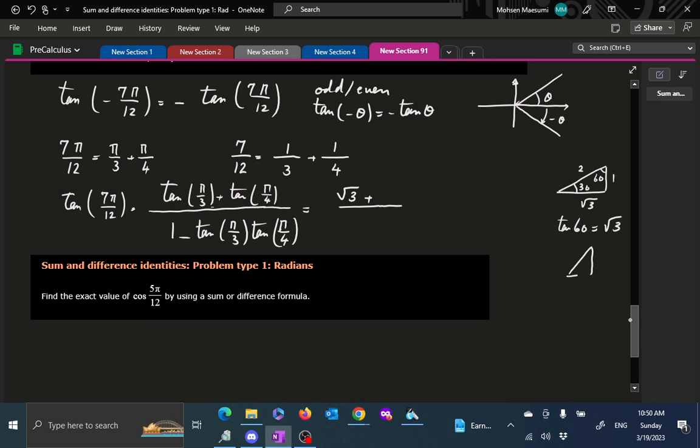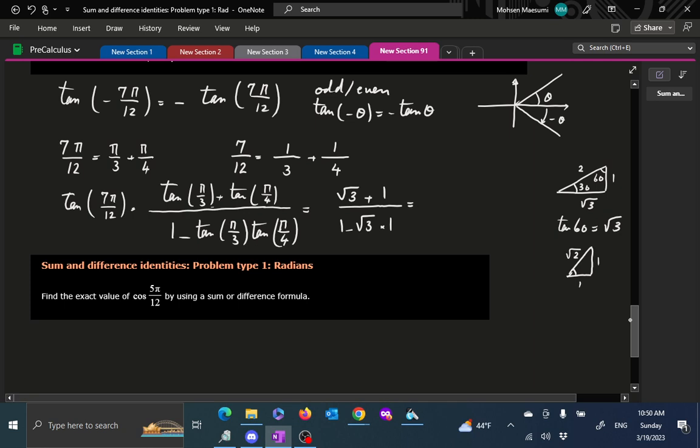Pi over 4 is this isosceles triangle, 45 degrees. So 1, 1, radical 2. Tangent is the ratio of opposite to adjacent. It's just obviously 1. 1 minus radical 3 times 1, which is obviously just what we have in the numerator. Radical 3 plus 1 over 1 minus radical 3.